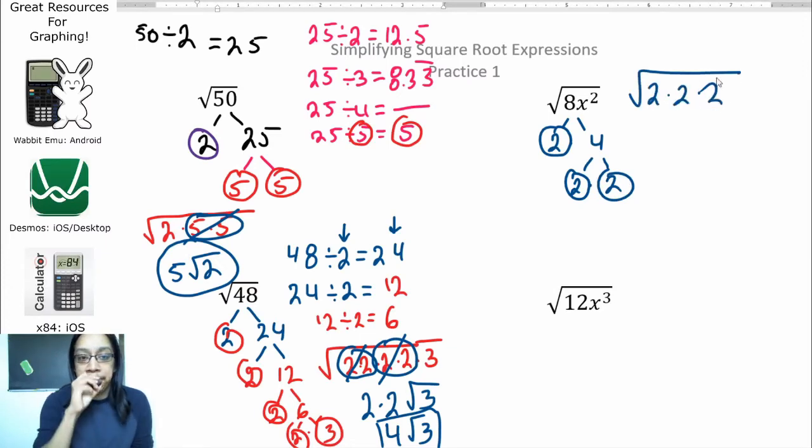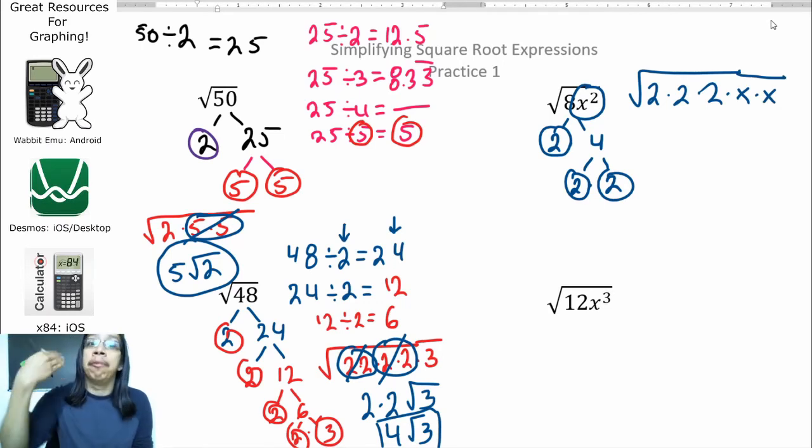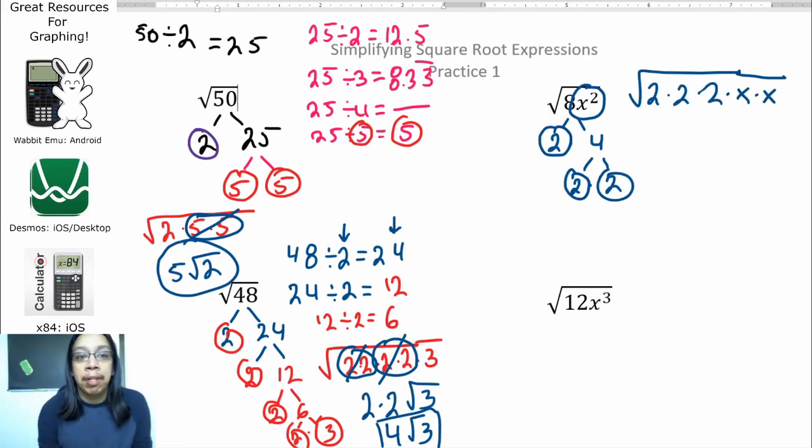And then remember what I was explaining on the other video. Basically, you look at the variable, you look at the exponent. Since this is x to the power of 2, I'm going to write out x 2 times. If it was x to the power of 3, I would write it out 3 times. So from here, you make your groups again. I can make a group right here, and I can make a group over here.